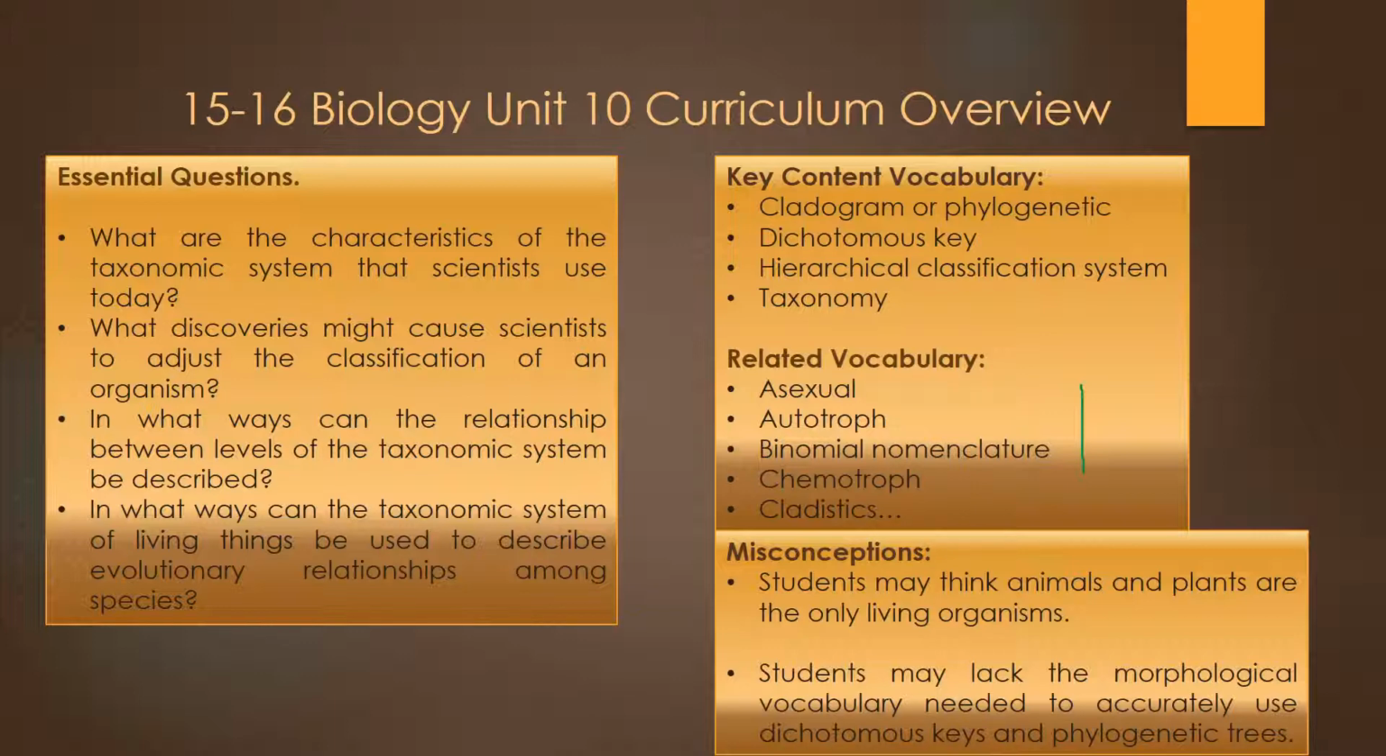You have only 2 misconceptions. There may be more, but these are the 2 main misconceptions. Students may think animals and plants are the only living organisms, which we know that's not true. And students may lack the morphological vocabulary needed to accurately use dichotomous keys and phylogenetic trees. So we want to make sure they're using the academic vocabulary as they go through the process of learning the material.